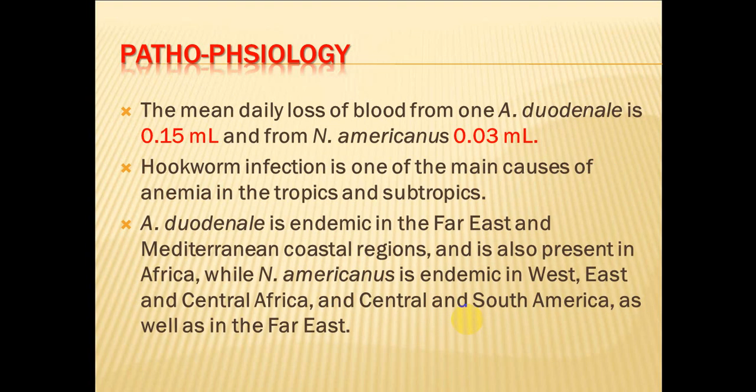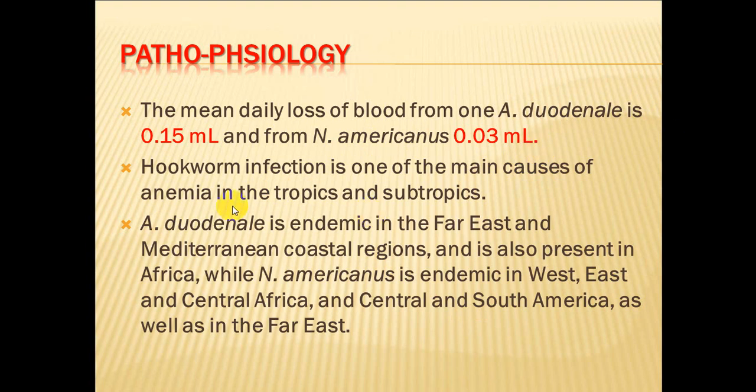Each worm sucks about 0.15 ml of blood each day, and this is Ancylostoma duodenale, while Necator americanus sucks about 0.03 ml each day, each worm.